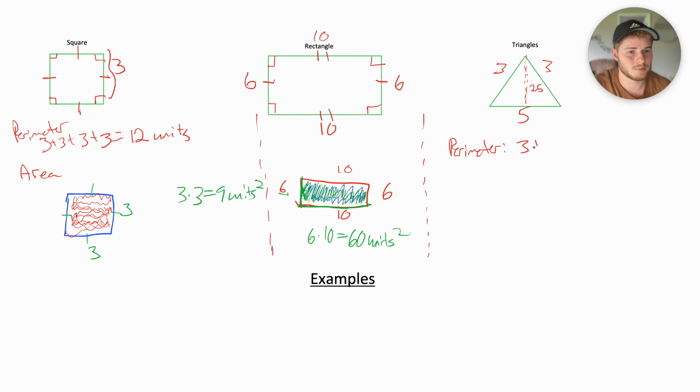We can say 3 plus 3 plus 5, that's 11 units. So all you do is just add up every single side length on the outside of the shape. Perimeter is a very simple one. Area is where it gets a little more confusing. So when it comes to the area of a triangle, we have a formula that we can follow. You take the base times the height, and then you divide all that by 2.